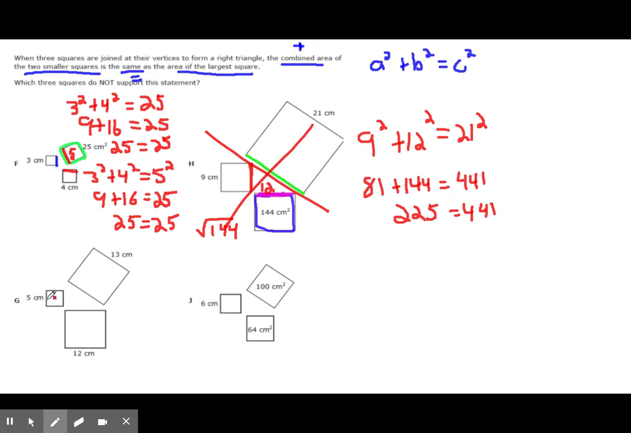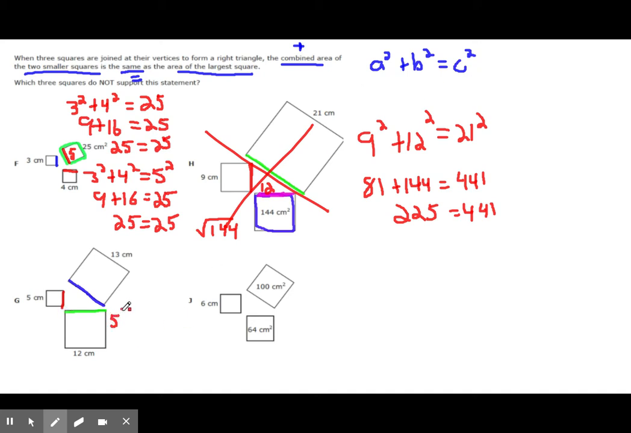Now let's look at answer choice G. If I look at my 3 squares, each one of those squares is just giving me the side length, because it's just centimeters. It's not centimeters squared, so it's just these sides. This side is 5 centimeters. This side is 12 centimeters. And this side is 13 centimeters. If I plug these sides into my Pythagorean theorem, it would look like this.